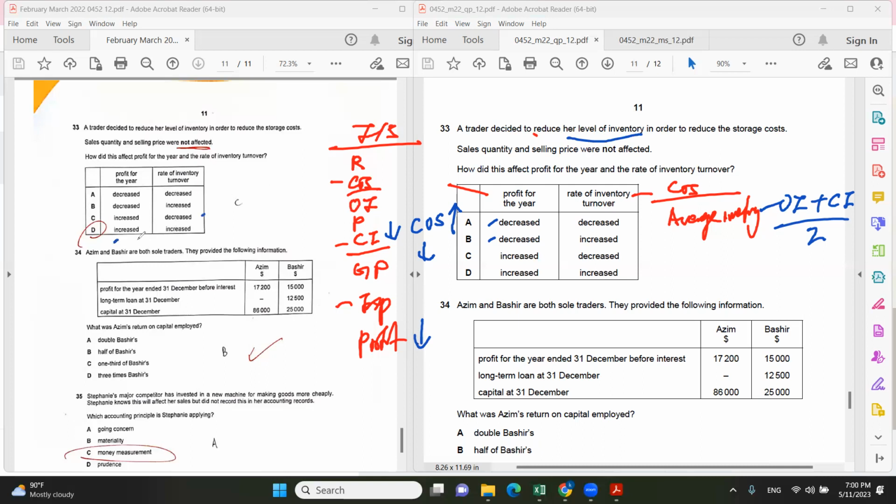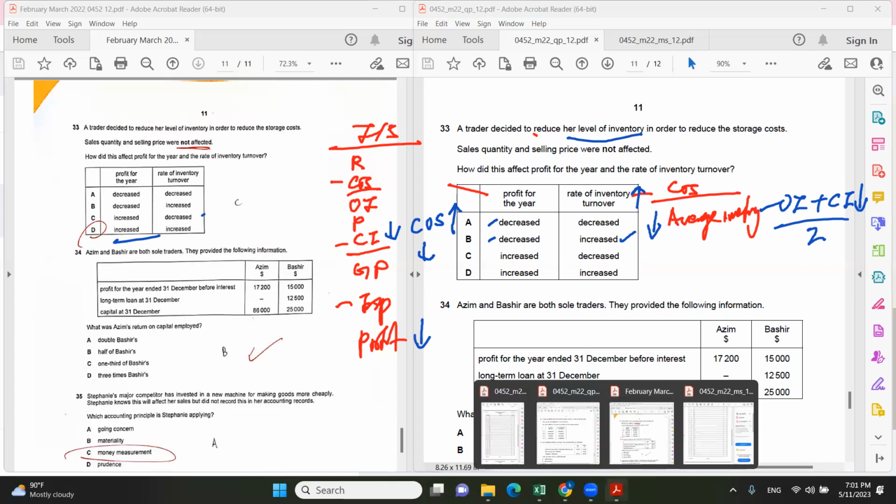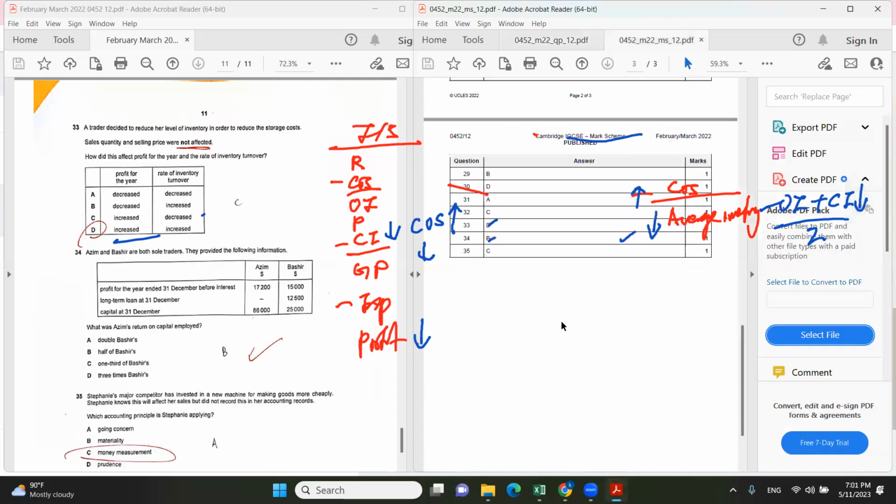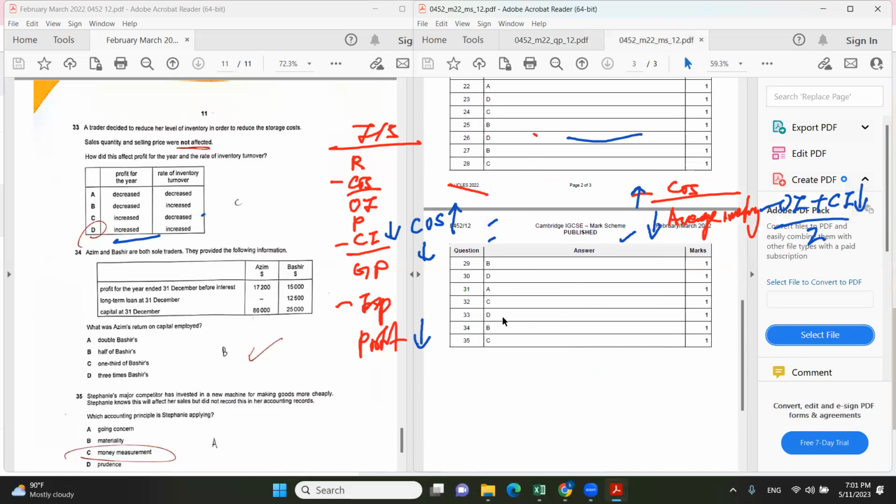Why you say this one is increased? Let me check one more time. Okay, rate of inventory turnover when closing inventory decrease. Okay, so this one decrease, this one should be decreased. When this one decrease, overall for this rate of inventory will be increased. So this one should be increased. The answer should be B. Okay, let me check the marking scheme. 33. Okay, 33. 33 is D.